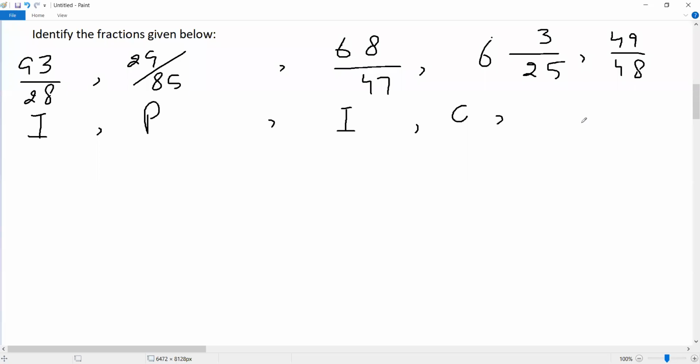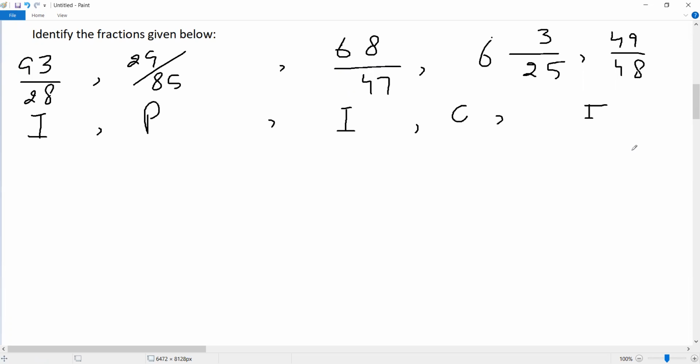Okay, the last one. Who will tell me? Good, Hafsa. It's improper. Ibrahim Ali, it's improper. Hassan, your answer is correct. Rohan, your answer is correct. Ali, it's correct. Very good.